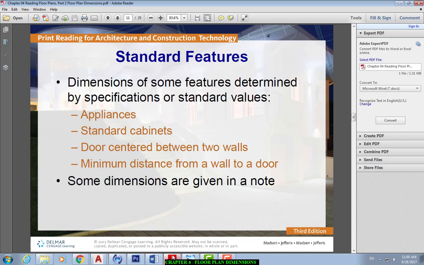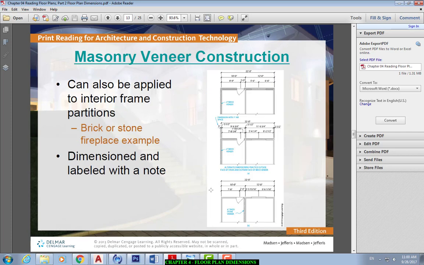Let's see where we're at. Okay, so appliance standards, door centered between two walls, and so on. That's what we talked about right now. Some notes, dimensions are given in notes. That's what we said right now.